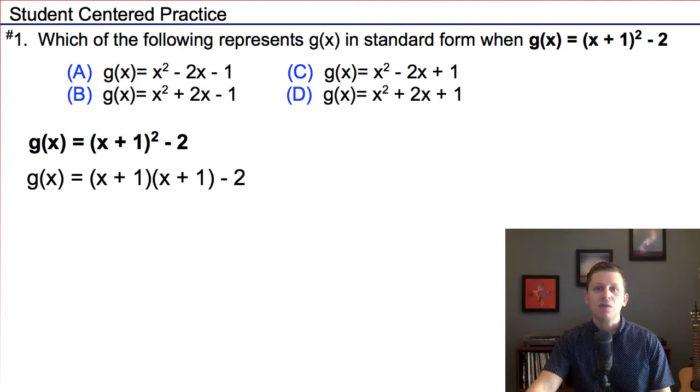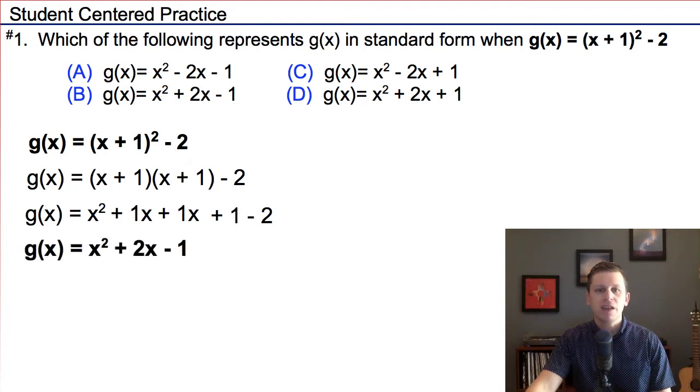x times x will become x squared. x times 1 will become 1x. 1 times x is 1x. 1 times 1 is 1, and I'll bring down the -2. Now simply just combine like terms to put it in standard form. 1x plus 1x will become 2x, and 1 minus 2 is -1. Here I've placed this in standard form.